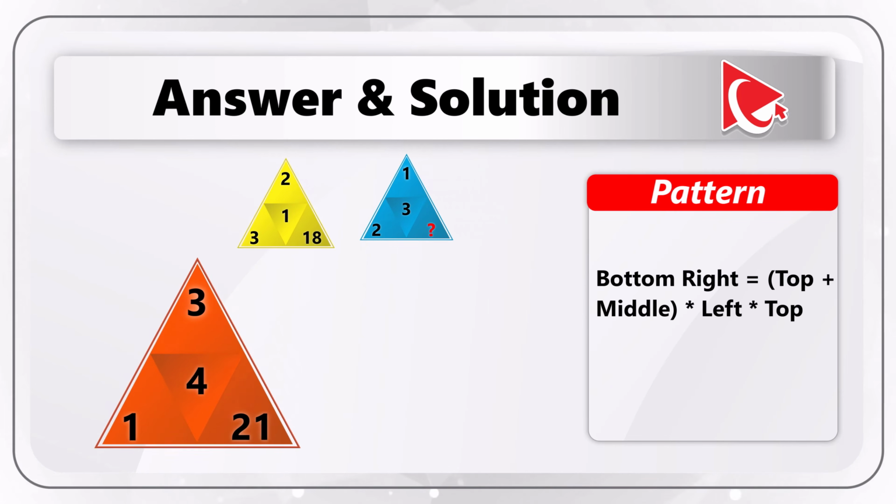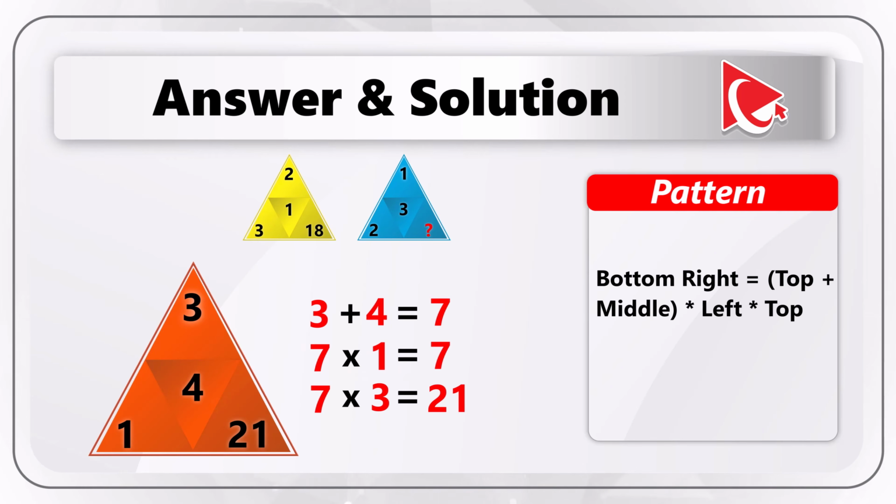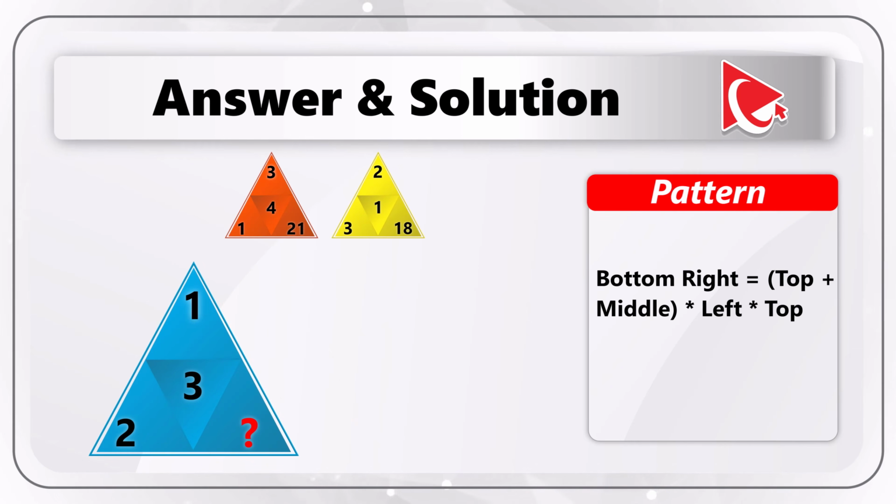Calculations for the second triangle would be very similar. 3 plus 4 equals 7. 7 multiplied by 1 equals 7. And 7 multiplied by 3 equals 21, which is precisely the number in the bottom right corner. Can you do calculations for the third triangle? Let me help you. 1 plus 3 equals 4.